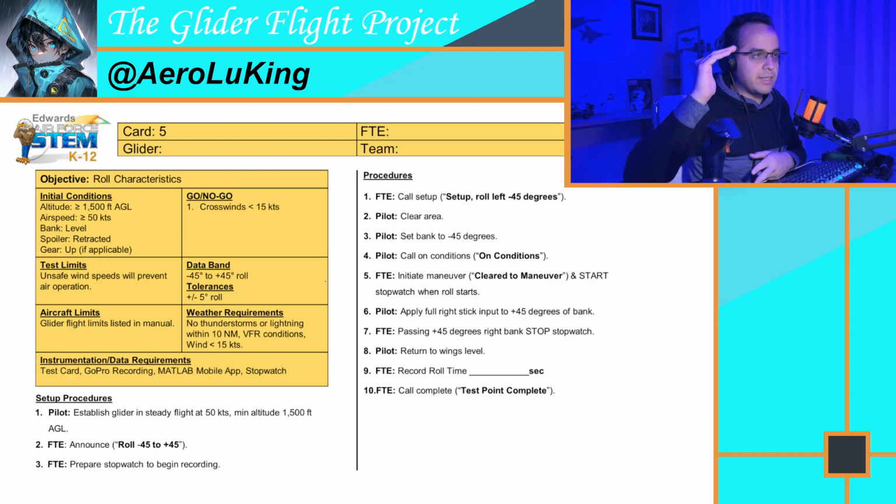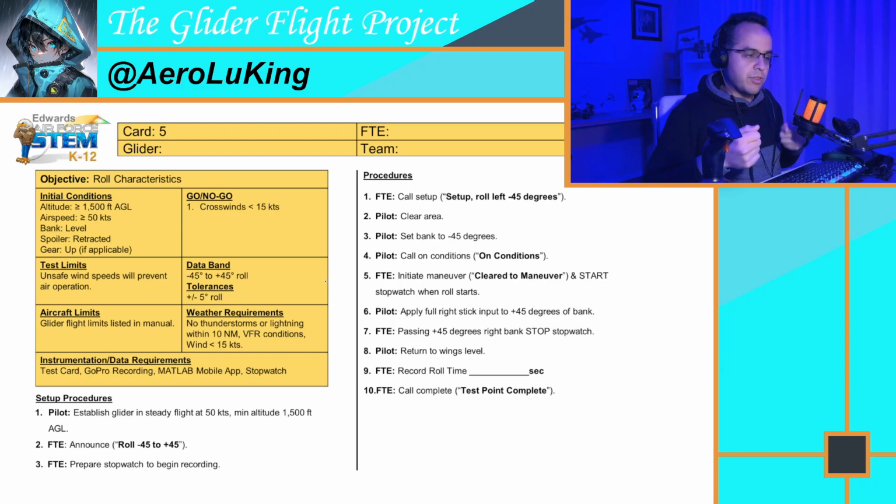I'm not going to cover again each of these test points now. You should practice again the whole setup: roll left -45, and when the pilot says on conditions, clear to maneuver, start timer, write my time, test point complete.